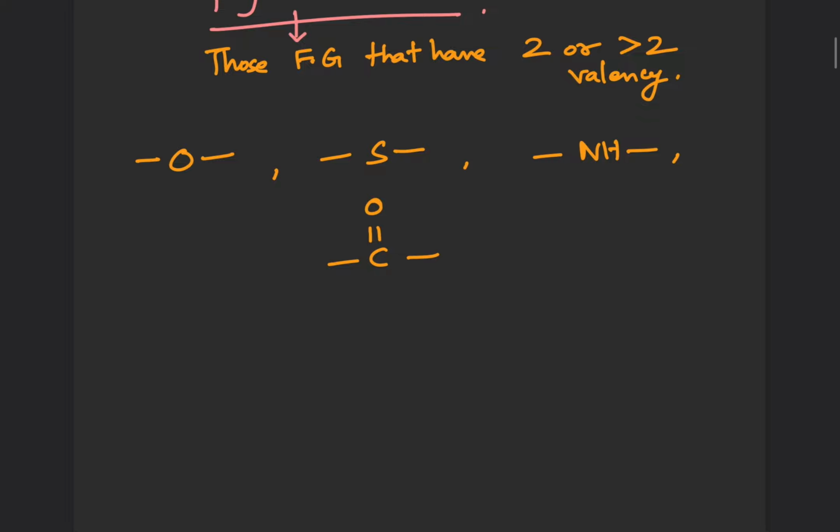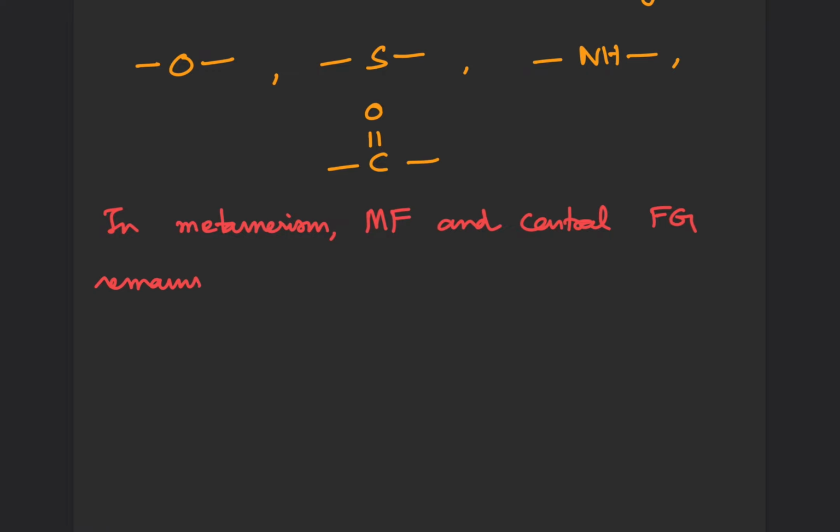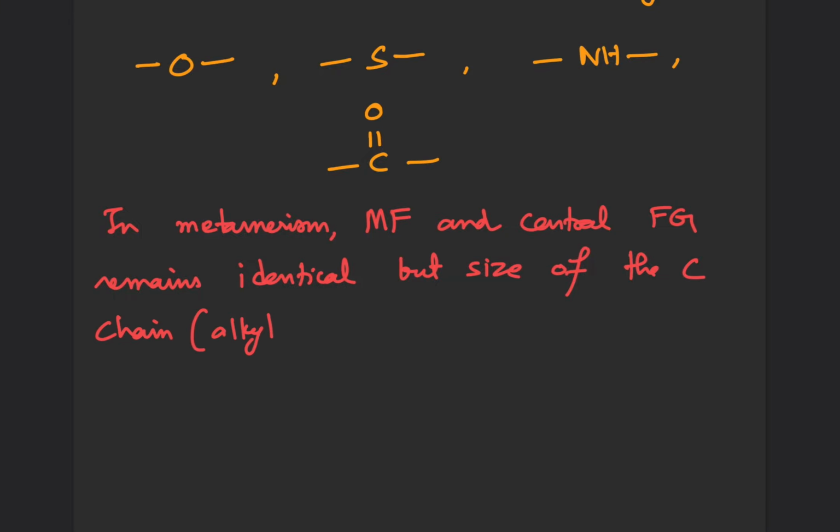So in a nutshell, in metamerism the molecular formula and the central functional group remain identical, but the size of the carbon chain, or you can also say the alkyl group attached on either side, varies.